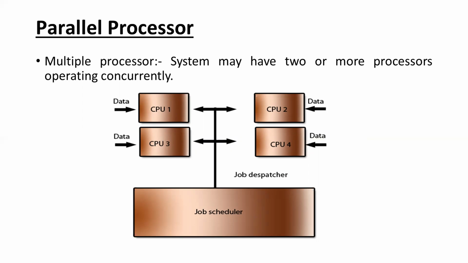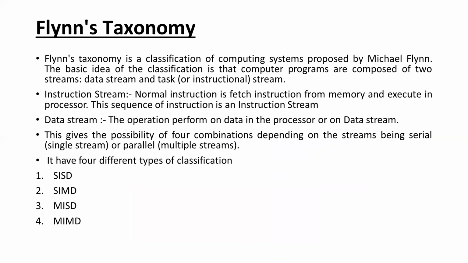Okay, understood students? Now let's see the next topic, that is Flynn's taxonomy. Flynn's taxonomy is a classification of computing systems proposed by Michael Flynn. The basic idea of classification is that computer programs are composed of two streams, a data stream and an instruction stream. What is the meaning of instruction stream?